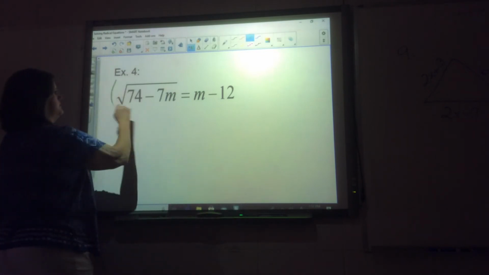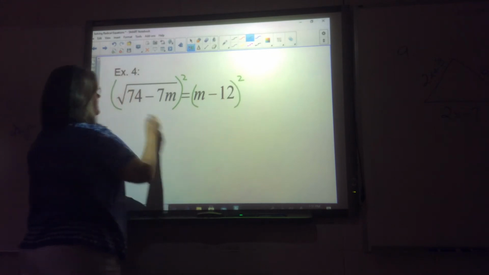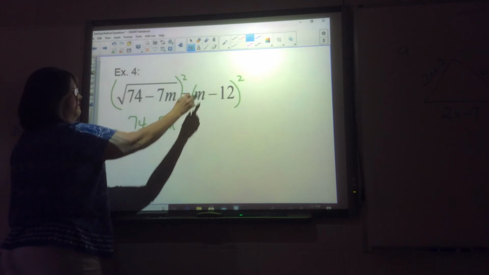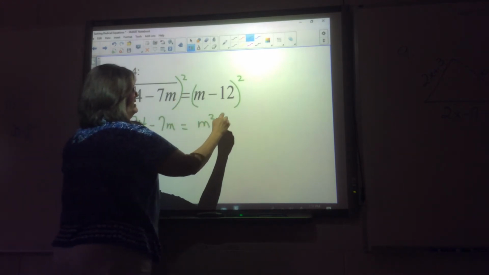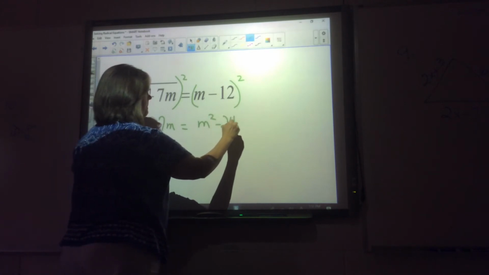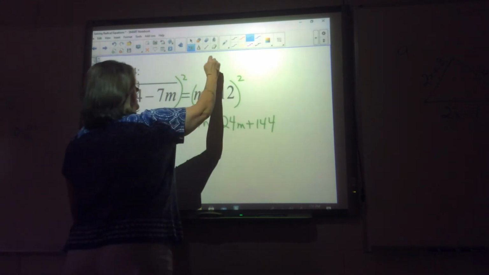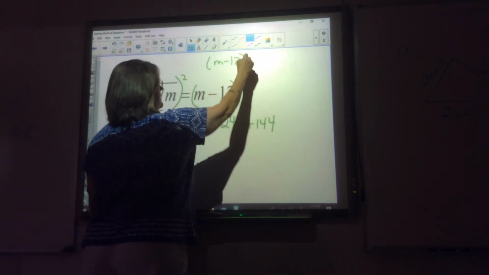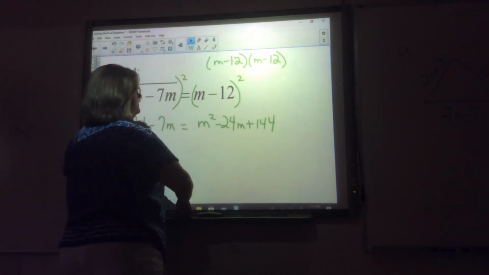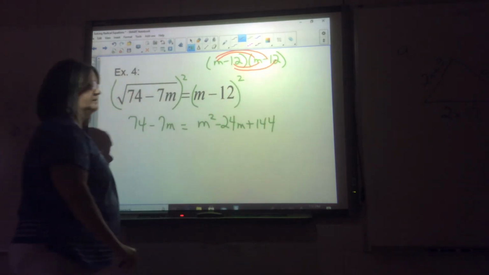This one has to be squared on both sides. If you square both sides, there's nothing to move. This gives me 74 minus 7m, this is m squared minus 24m plus 144. I'm not going to do this math in this video, but you should already know how to do that process. So just remember the process. Okay, let's go on down and do the math.